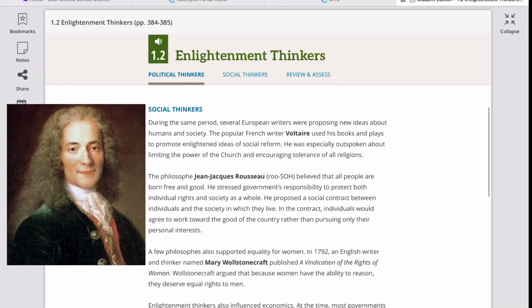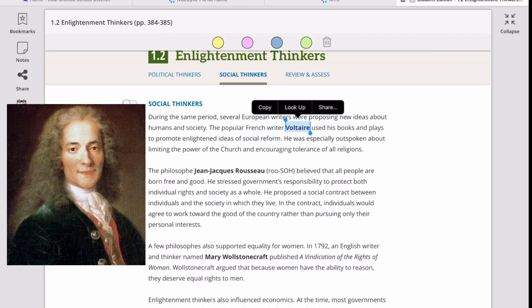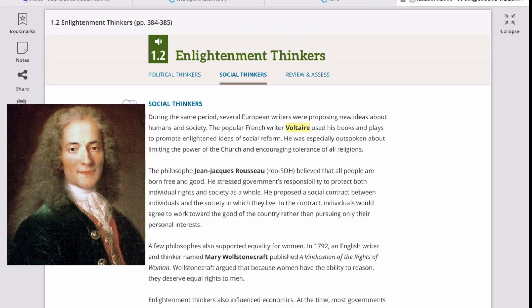Now let's talk about the social thinkers. Voltaire, a French writer, is outspoken about limiting the power of the church and encouraging tolerance of all religions. Now you have to understand, this is the time when kingdoms and governments have what we call state religions. In other words, if a person belongs to a religion that is not the state religion, most likely that person will get in trouble. And when I say trouble, it means go-to-jail trouble, or probably being executed, your properties taken away from you, and your families and relatives experiencing the same hardship.